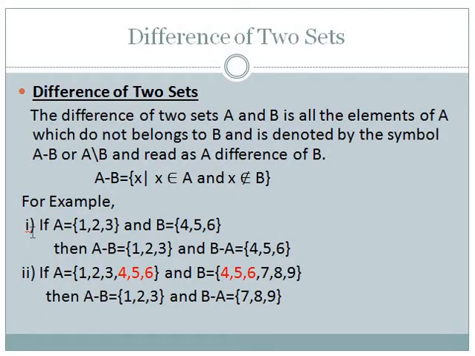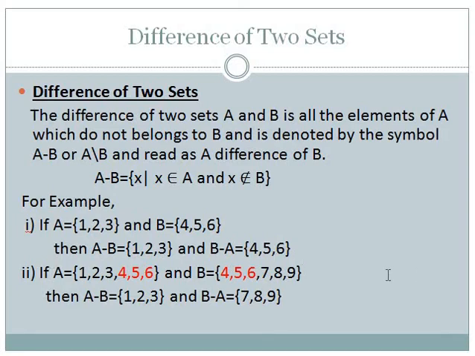So for the first example, set A is 1, 2, 3 and B is 4, 5, 6. Then who are the members of A minus B? For A minus B, there is no common element, so from A, if you subtract, you have to find the difference of A and B. Then all the members of A remain. Similarly for B minus A, there is no common element, so B minus A is the same set B.